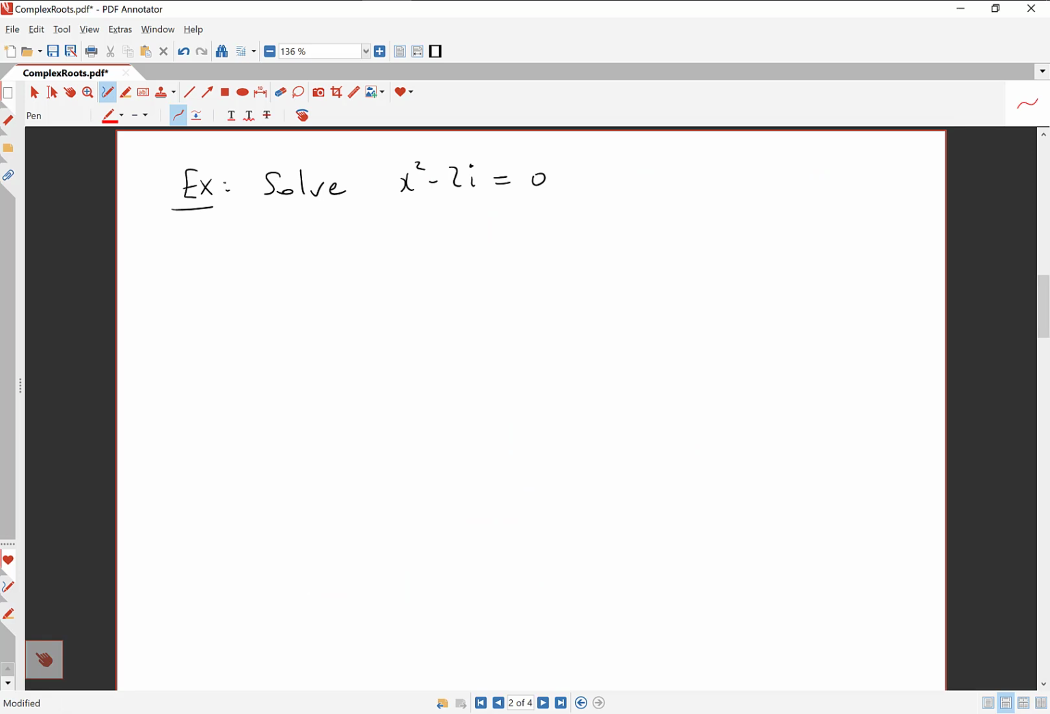So let's look at a different variation of this kind of problem. Say we wanted to solve x squared minus 2i equals 0. We could say x squared equals 2i, or x equals (2i) to the 1/2, bearing in mind that there are going to be 2 solutions here. So when we calculate the square roots of a complex number, there are going to be 2 solutions. If we were calculating cube roots of a complex number, there would be 3 solutions, etc.